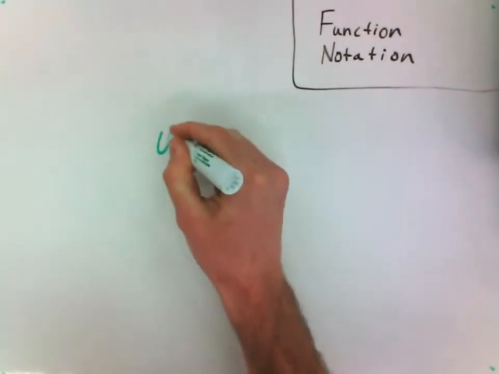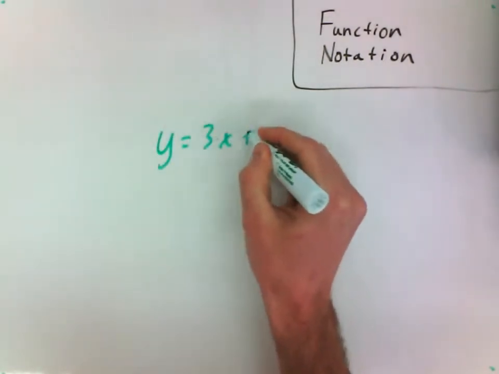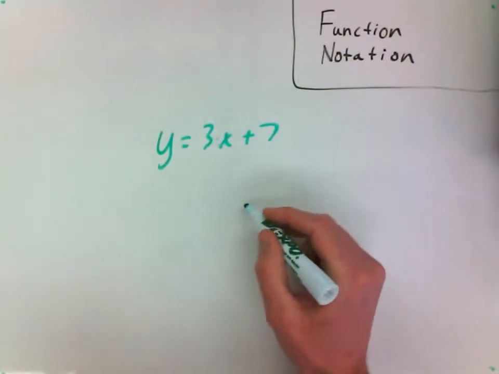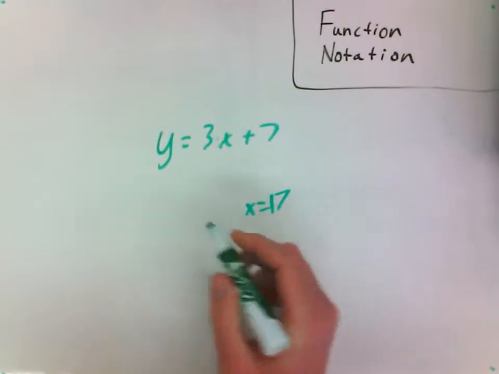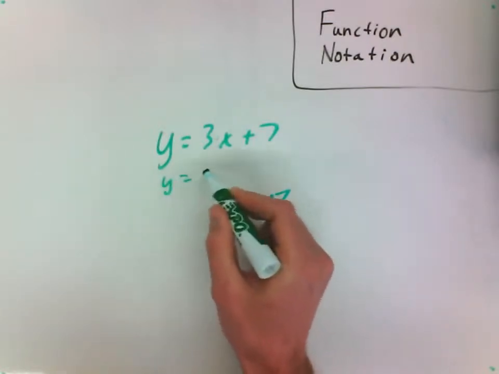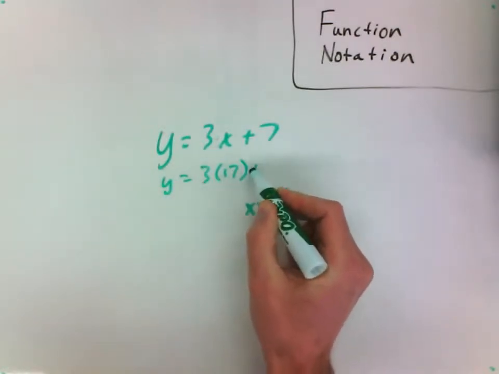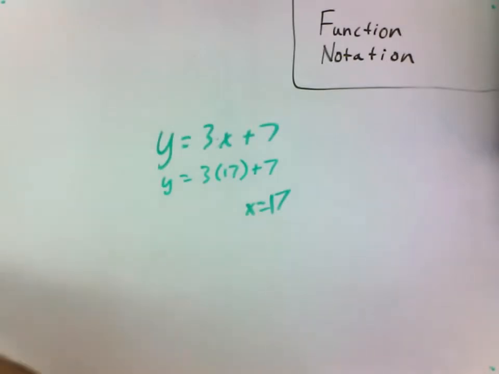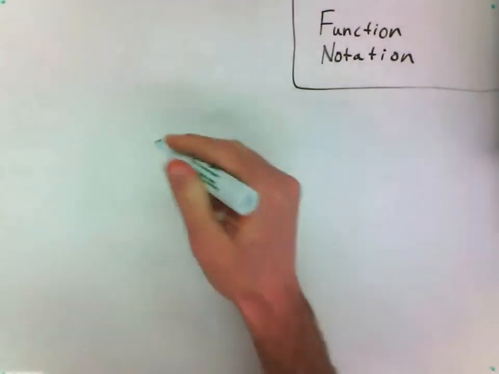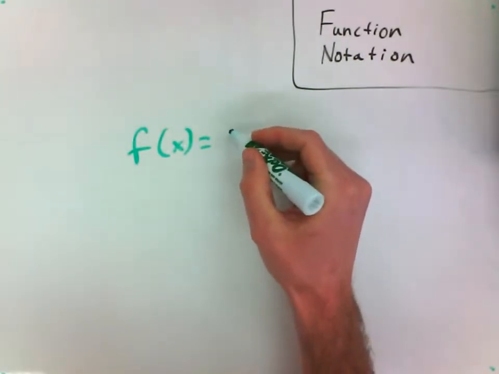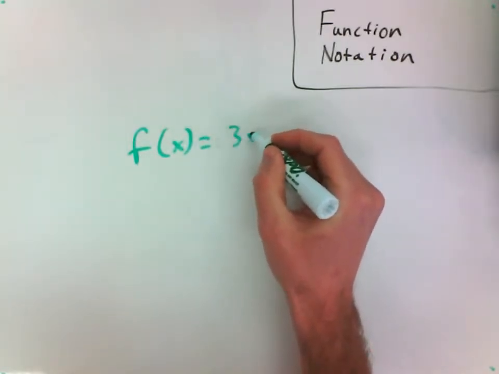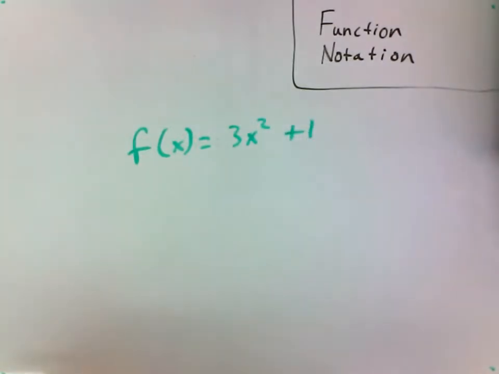Well, when we have equations like y equals 3x plus 7, we did a couple of things, like, what if x was 17? We could plug in a 17 here and figure out what y was. Well, same thing with function notation. So let's take the function f of x equals 3x squared plus 1, right?